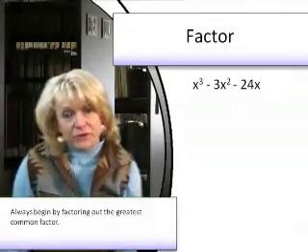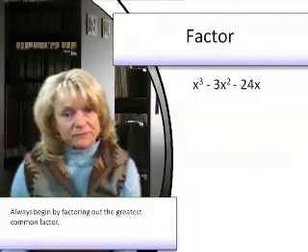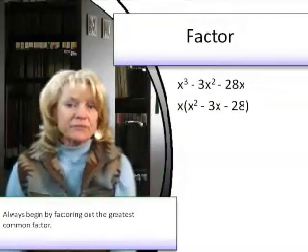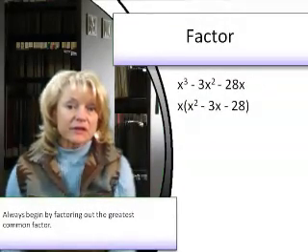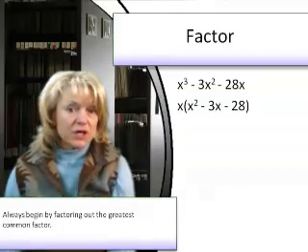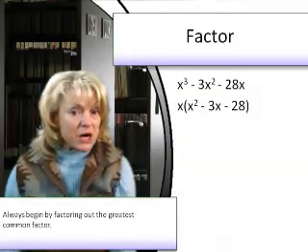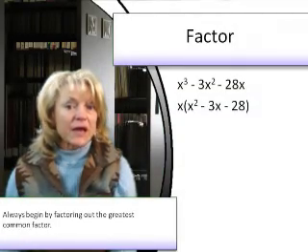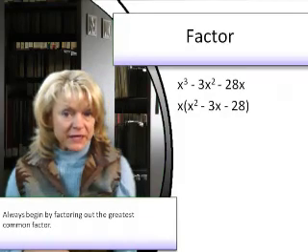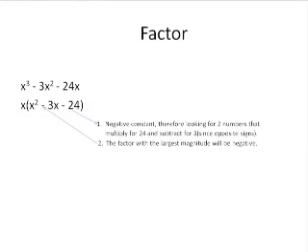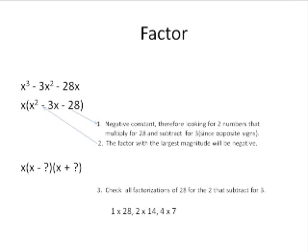Again, begin by factoring out the greatest common factor. This time, our constant is negative. Therefore, we ask ourselves, what are the two numbers that multiply for 24 and also subtract for 3? The larger of the two factors will take on the negative sign that we see as the middle coefficient. 7 and 4, subtract for 3, these are our two numbers.